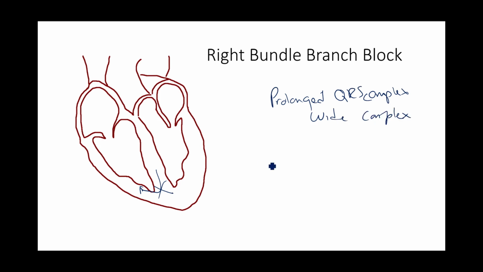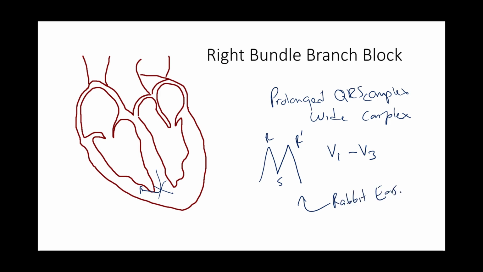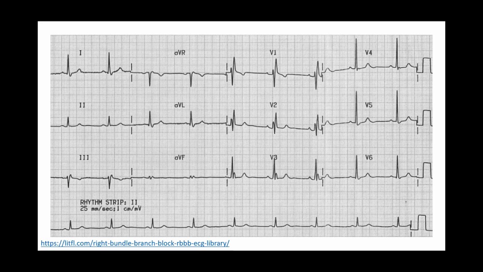The second feature we would expect to see is what's called an RSR prime pattern. It looks something like this, RSR prime pattern, usually in leads V1 to V3. Sometimes this is referred to as rabbit ears, because they look like rabbit ears. And we'll look at EKGs showing this as well. Okay, take a moment, pause the video, and see if you can identify any blocks in this specific EKG.